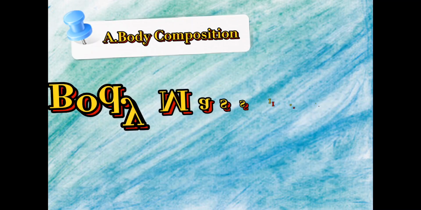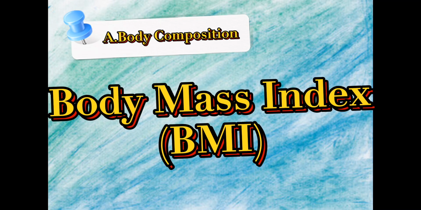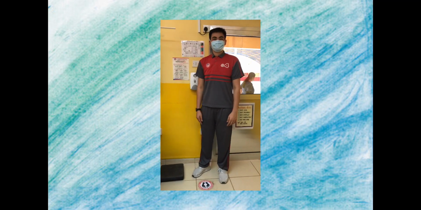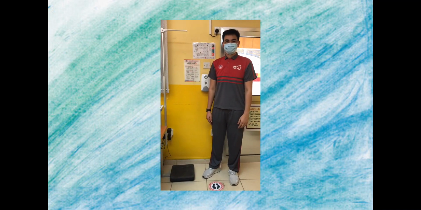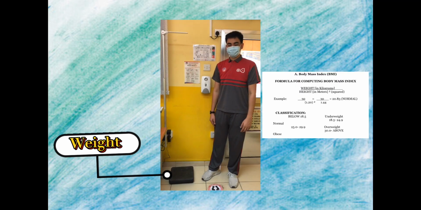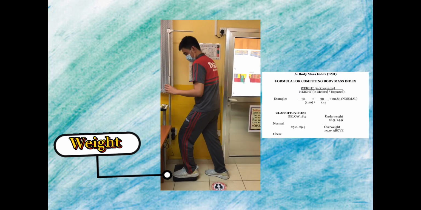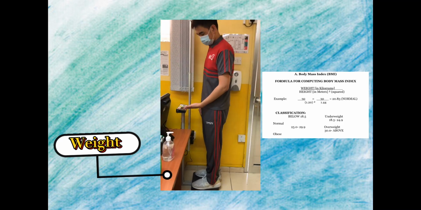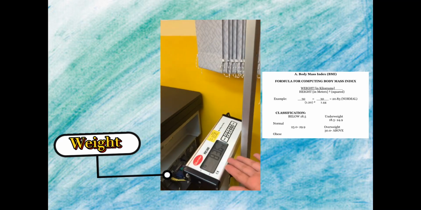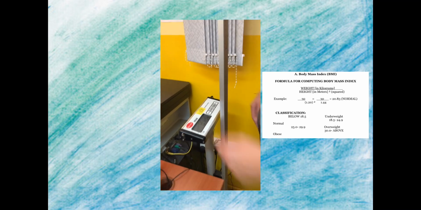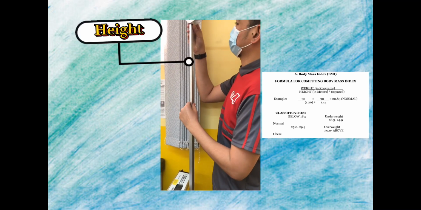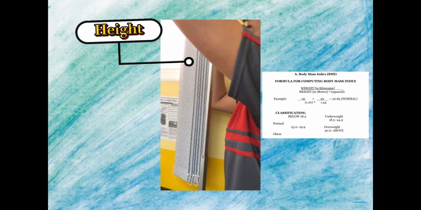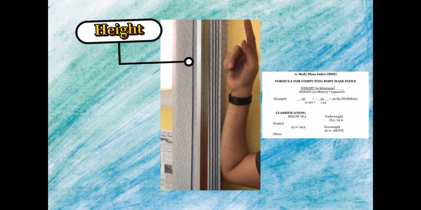A. Body composition, body mass index or BMI. First, we have to get our BMI, the body mass index. We have to get our weight first and get on the weighing scale. Remember to read our weighing scale in kilograms. After that, we have to identify your height and get your height in meters squared. In meters first.